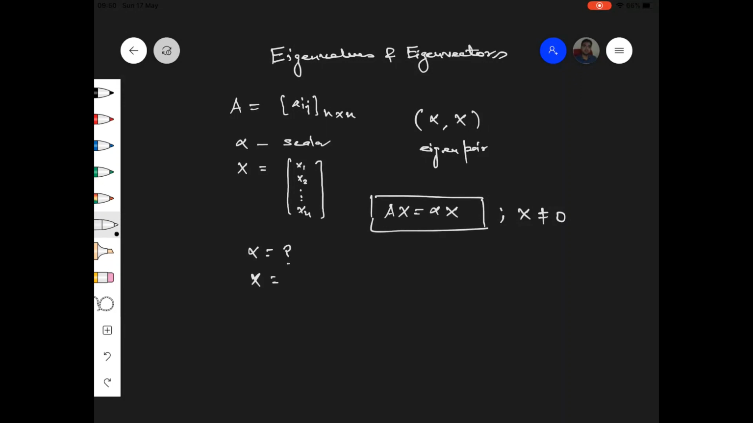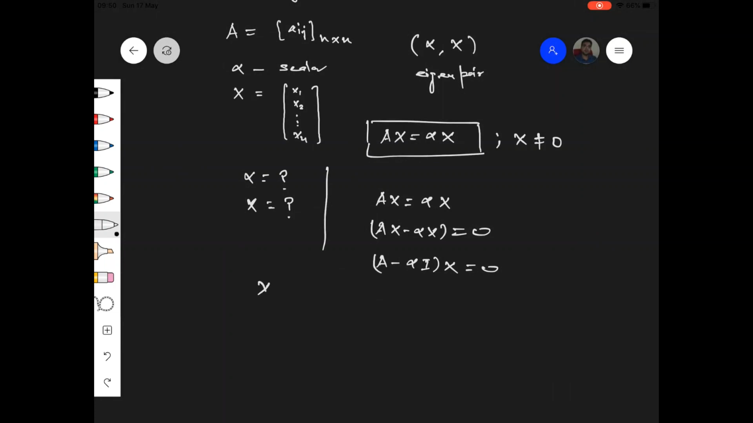Now we need to focus on how to determine these values alpha and x. So we can begin with our original equation Ax equals alpha x, and we can rewrite this as Ax minus alpha x equals 0, and further it can be written as (A minus alpha I) x equals 0, which is a homogeneous system of linear equations where the variables are x1, x2, xn. Since we have already claimed x is not equal to 0, to get a non-trivial solution of this homogeneous system of linear equations, the determinant of A minus alpha I has to be 0.